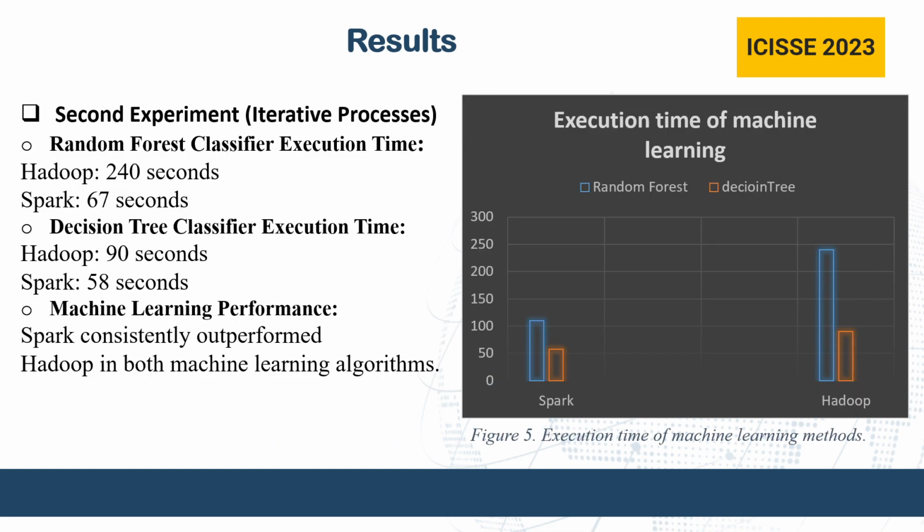Second experiment, iterative process, random forest classifier execution time. Hadoop 140 seconds, Spark 67 seconds. Decision tree classifier execution time: Hadoop 90 seconds, Spark 58 seconds. Machine learning performance: Spark consistently outperformed Hadoop in both machine learning algorithms. This figure shows the execution time of machine learning. We can see the random forest and decision tree for Spark and Hadoop, the execution time of the machine learning methods.